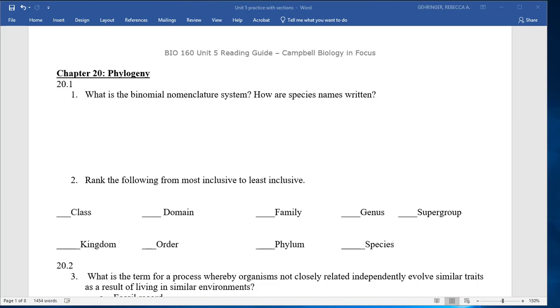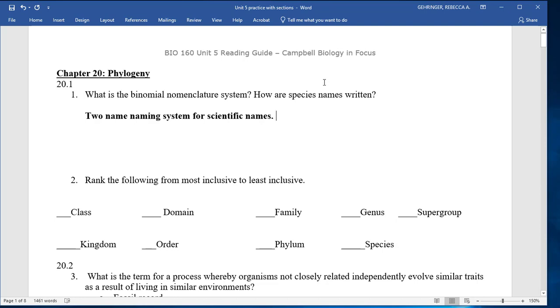All right, so this is the Unit 5 practice test, or kind of review for the test for Bio 160. So let's start off here with the first question. What is the binomial nomenclature system? So bi is two-nomial name, so the two-name naming system. And so that's the way we write scientific names. So it's the two-name naming system for scientific names.